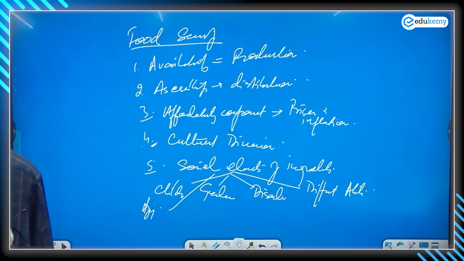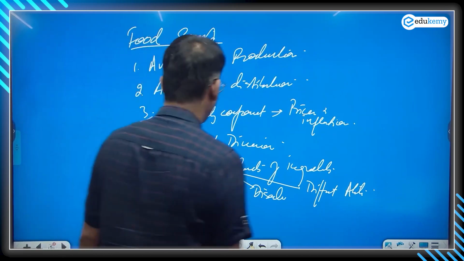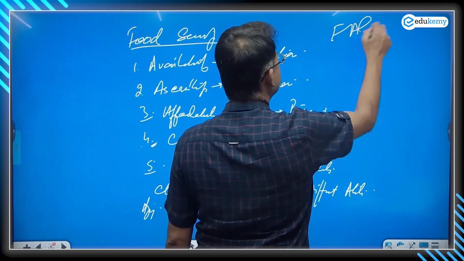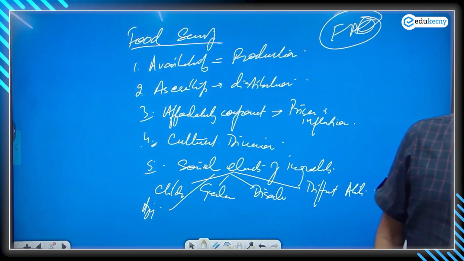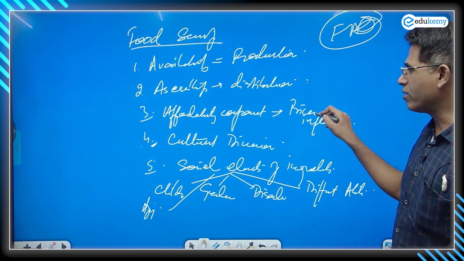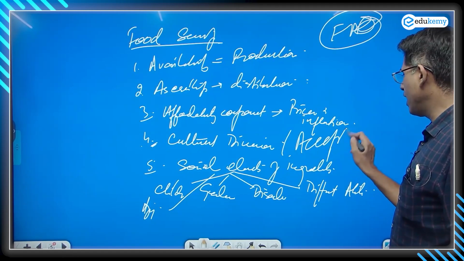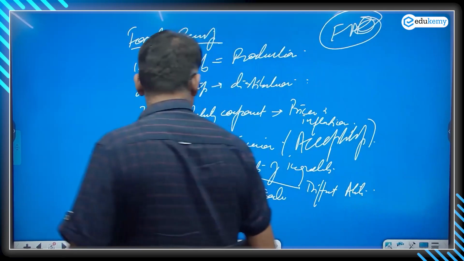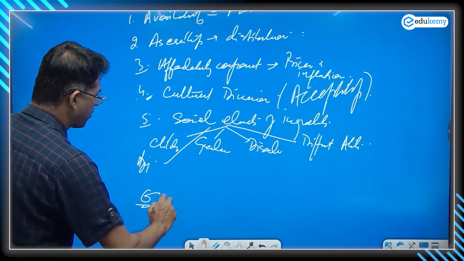Availability component. So all of us know this. Please go back and check your notes. It will be more detailed. And most of these concepts have been given by FAO. To start with, the FAO components are availability, which is production, accessibility, affordability, cultural dimensions in terms of acceptability, social elements, and the sixth component is about health.